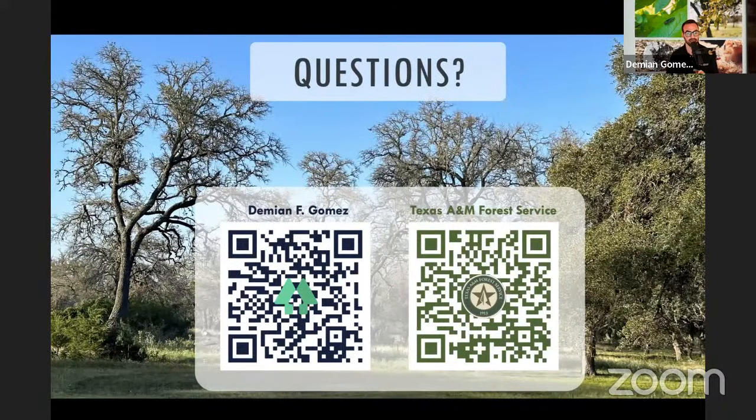Thank you all for listening. Here's my contact information, but also the Central Texas team QR code. That's where you're going to find all the information for oak wilt, but also information on other topics, like Arbor Day and what's going on with the drought, and different topics that are relevant for the time of the year. So yeah, happy to answer any questions.